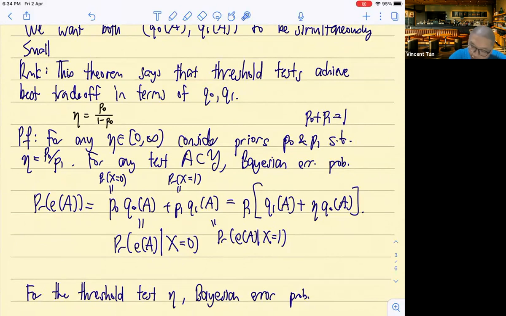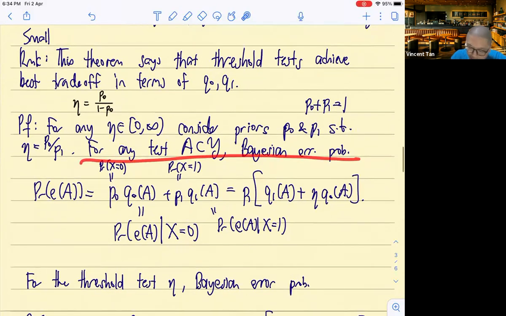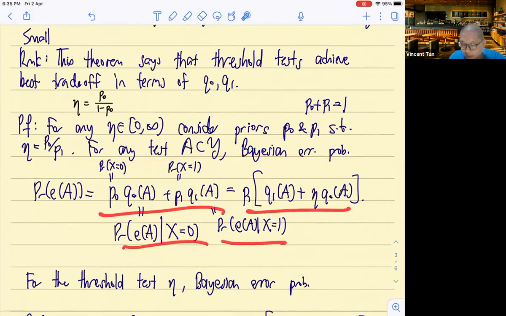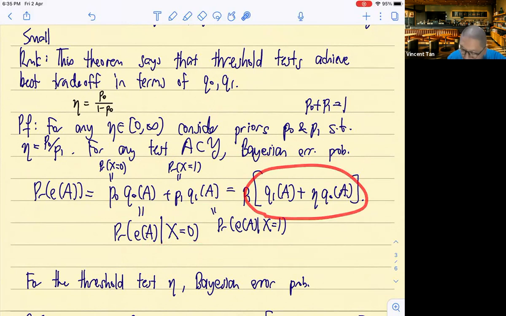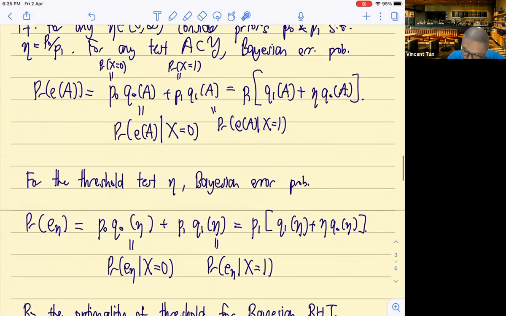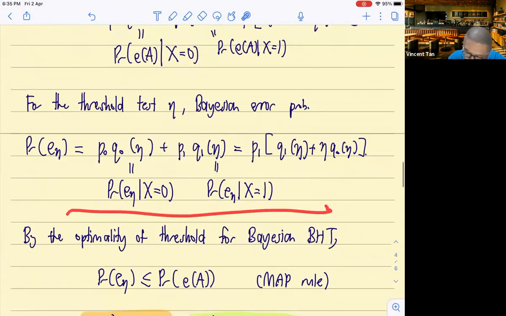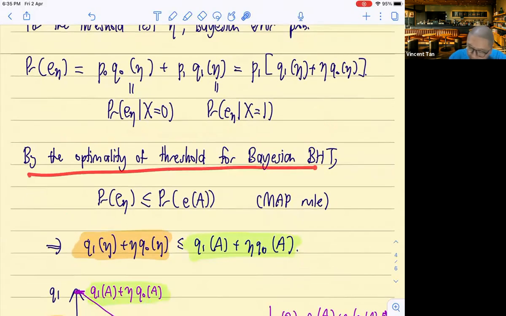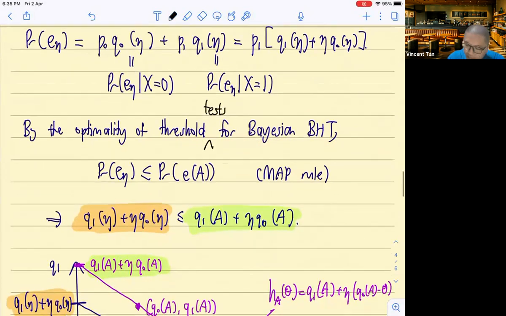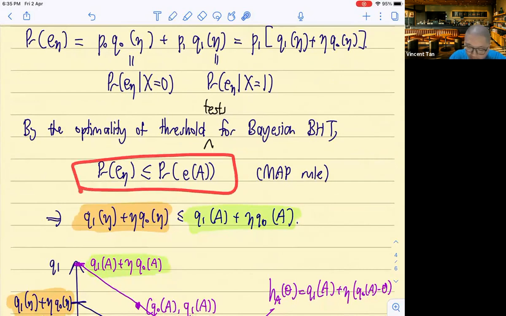All right. So for any test A, the Bayesian error probability is given by the following. This is just the law of total probability, and it can be written as follows here. I'm just taking out this P1 from here, just factoring it out. We do exactly the same for the threshold test. Then, by the optimality of threshold tests for Bayesian hypothesis testing, we have this inequality here.